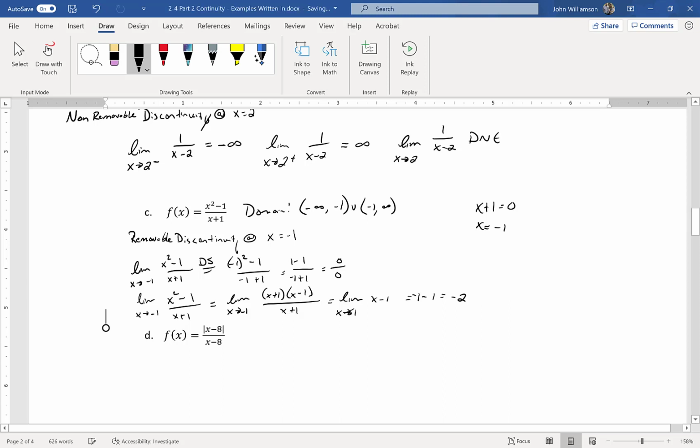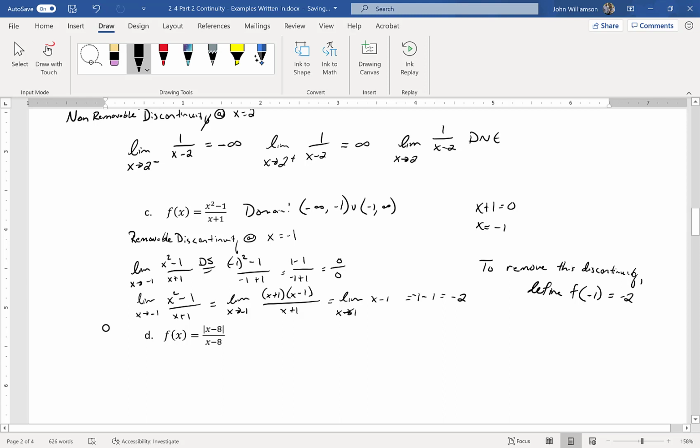And if we wanted to remove this, guess what? We just define, so to remove this discontinuity, we simply define f of -1 to equal the limit, -2, because that was the piece that was failing.